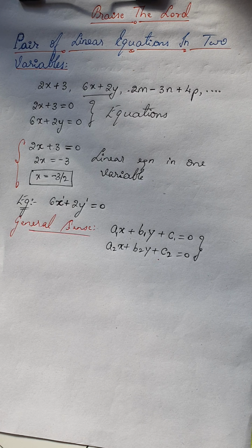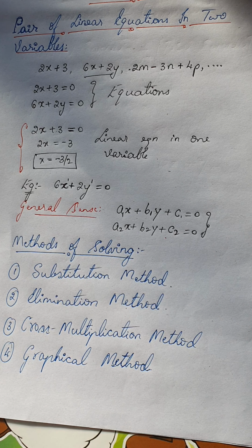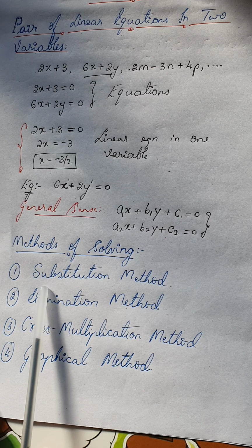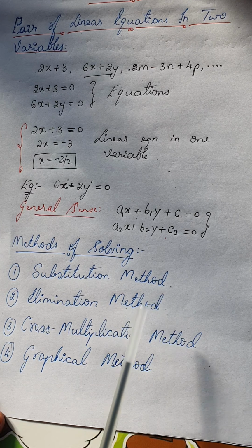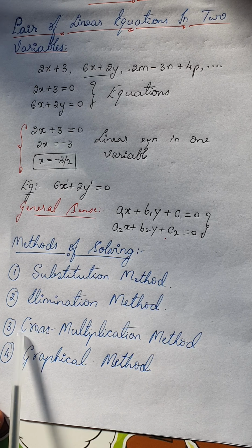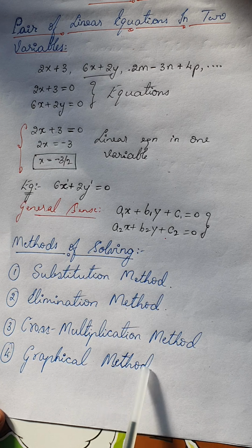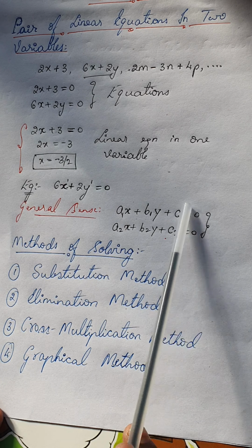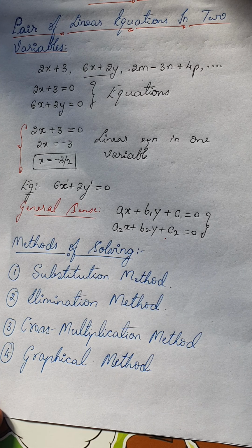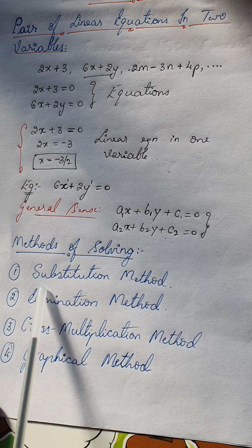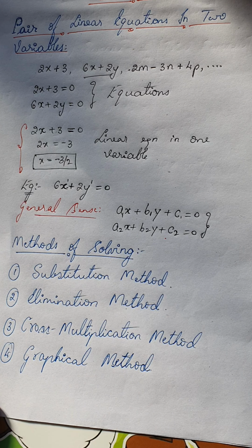Right? Now actually there are many methods to solve this pair of linear equations. The methods of solving the pair of linear equations are as follows. The first one is the substitution method. Next we have the elimination method, and we have the cross multiplication method. There is also another method called the graphical method, where you can use graphs to solve a pair of linear equations in two variables. But in this session we are going to see how we solve the pair of linear equations by the substitution method. Are you ready?